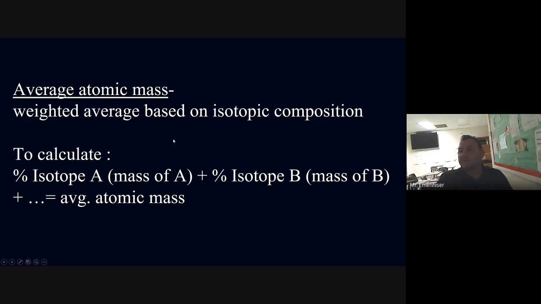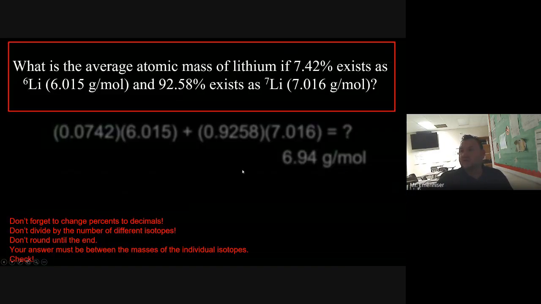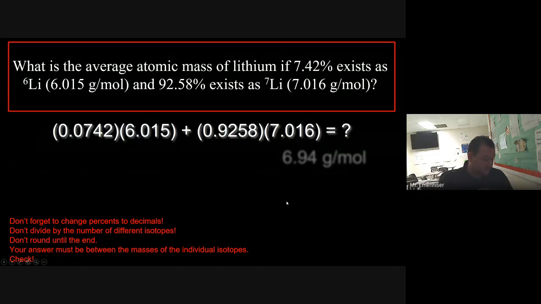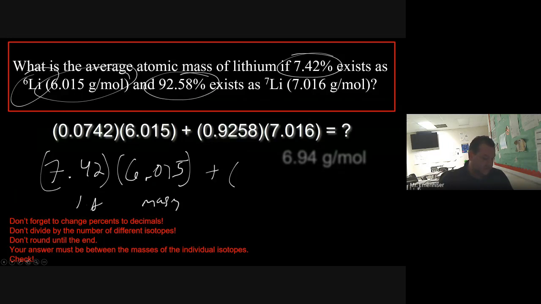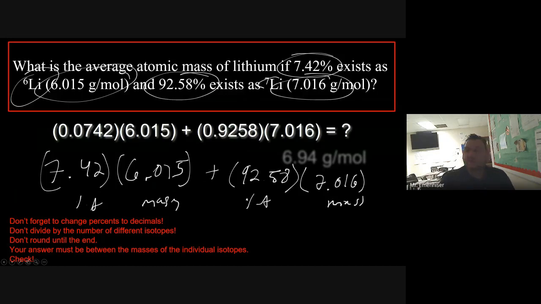And we'll practice this. All right, so what is the average for lithium? We take 7.42%, which is right here, and it's lithium 6, which has this mass. So we're going to multiply by 6.015. That's the percent abundance times the mass. We're going to add that to the other isotope, which is 92.58 times its mass, which is 7.016. So percent abundance times the mass. We do these two numbers multiplied together.